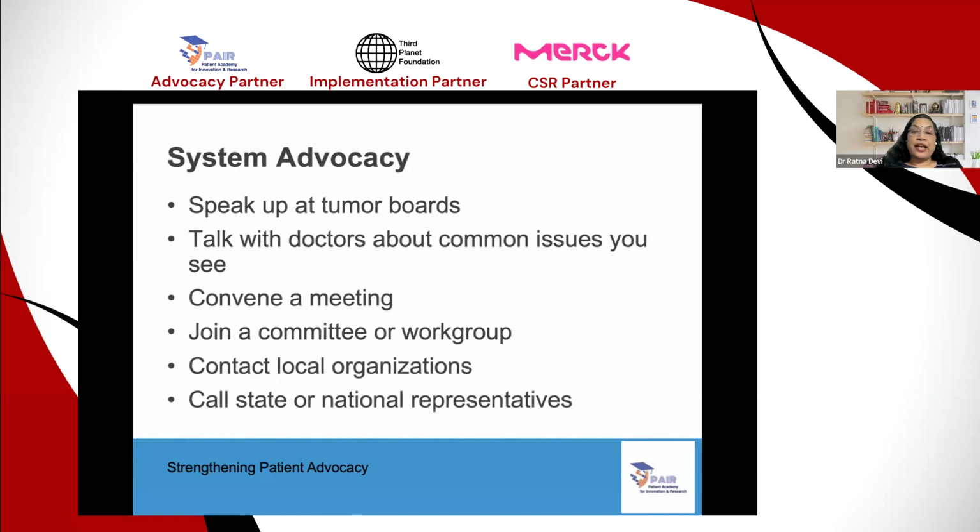Once you are a patient advocate and you are empowered enough, you have the knowledge and the tools, speak up at tumor boards if you are invited to them, talk with doctors about common issues you see, convene meetings if possible, join committees and work groups, contact local organizations, call state or national representatives, and speak up and provide information that you collect from your patient groups.